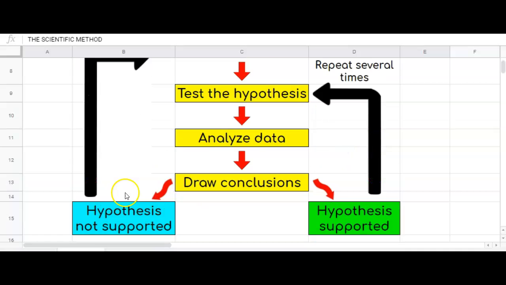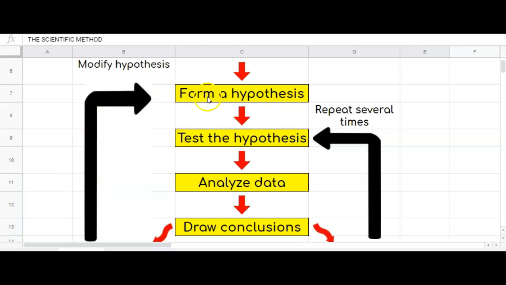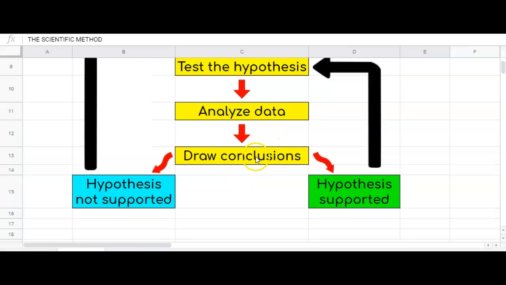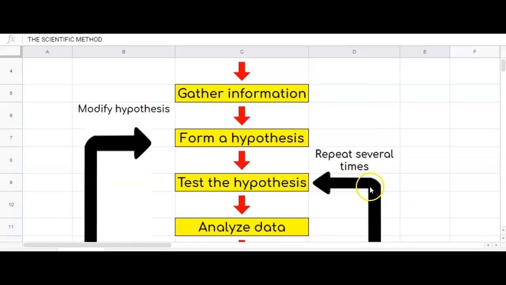If the hypothesis is not supported, then you have to go back up and form a new hypothesis. So you might say, okay, the lighter car was not faster because I think the traction on the tires of the other one was better. So that's why the other one's faster. Then you'd go through, test it, analyze it, draw conclusions. Once you get it to be supported, again, you have to repeat several times. That is the important part.